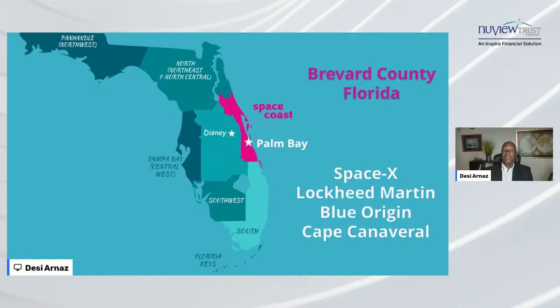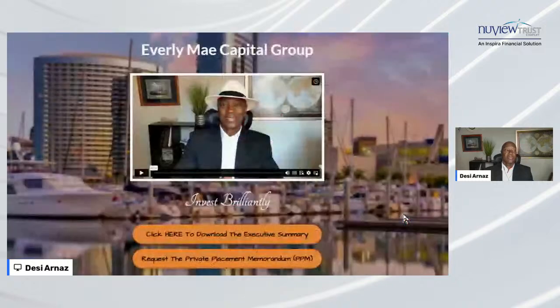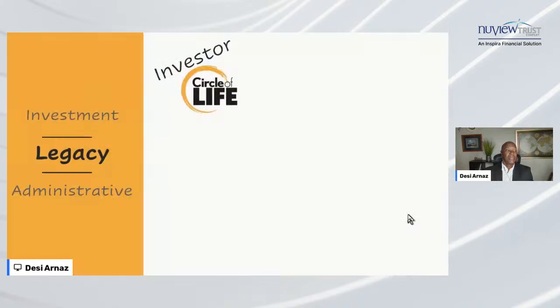As I mentioned too, our program is called the Investor Circle of Life. So let me just share a little bit more about that with you right here. The Investor Circle of Life has three components: the investment component, the legacy component, and the administrative component. I've just shared a little bit with you about the investment component. The idea behind the investment component is that you'll want to invest in cash flowing assets like real estate, for example, or promissory notes. Those are assets that create cash flow for you every single month right back into your self-directed IRA account.